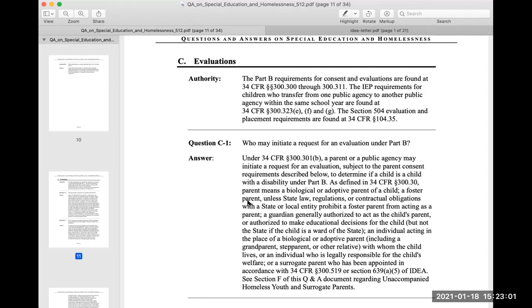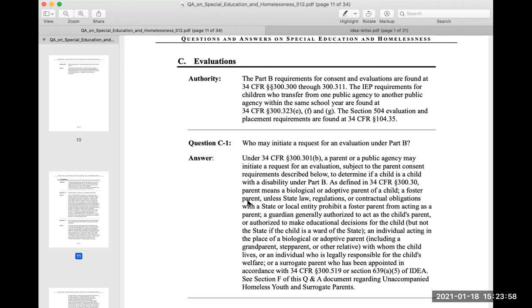The Part B requirements for consent and evaluations are found at 34 CFR paragraph 300.300 through 300.311. The IEP requirements for children who transfer from one public agency to another public agency within the same school year are found at 34 CFR paragraph 300.323 E, F, and G. The Section 504 evaluation and placement requirements are found at 34 CFR paragraph 104.35. Who may initiate a request for an evaluation under Part B? Under 34 CFR paragraph 300.301b, a parent or a public agency may initiate a request for an evaluation, subject to the parent consent requirements described below, to determine if a child is a child with a disability under Part B.